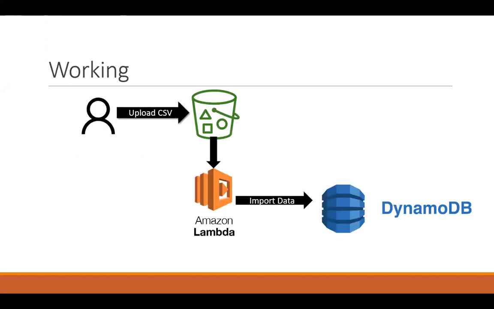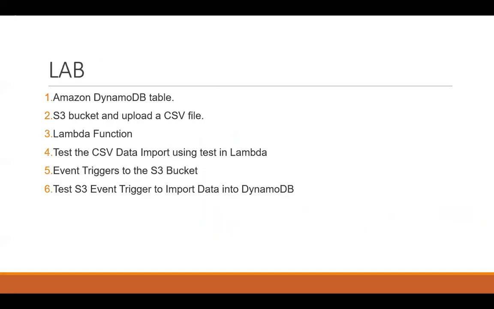So in today's video, we'll be working on this concept. A user will upload a CSV file to the S3 bucket. So we'll be creating one bucket and a Lambda function that will finally be importing the data into DynamoDB. We'll create one table in the DynamoDB also. So for the lab, these are the things that we are going to do.